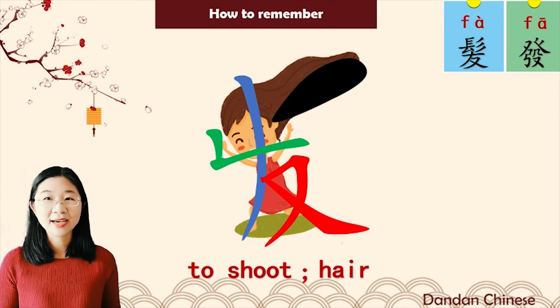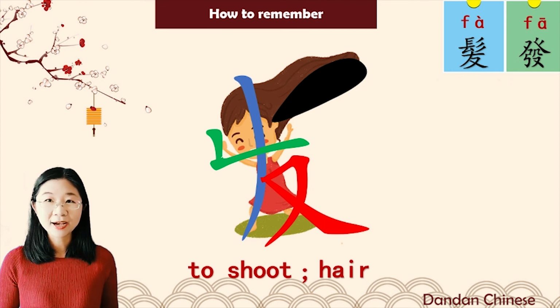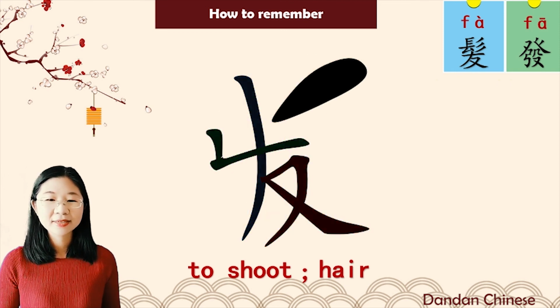Don't forget that. Lots of my students, when they write this character, they always forget that dot. That's very important because this fa has the meaning of hair. So it's like this.